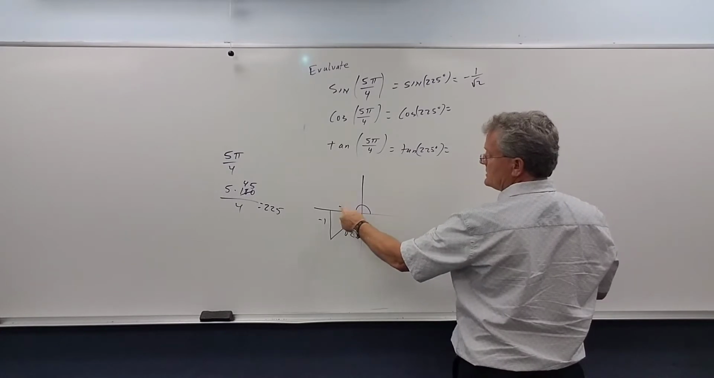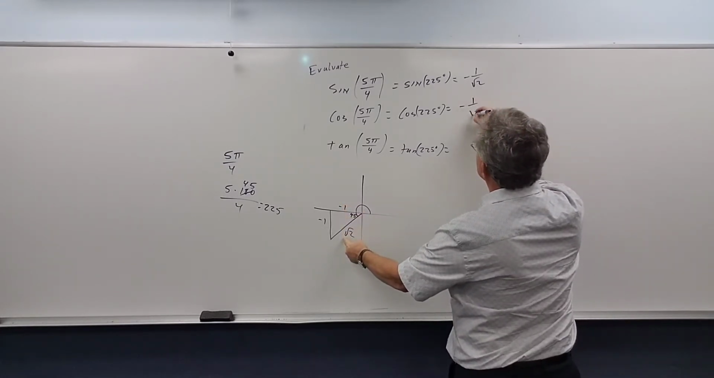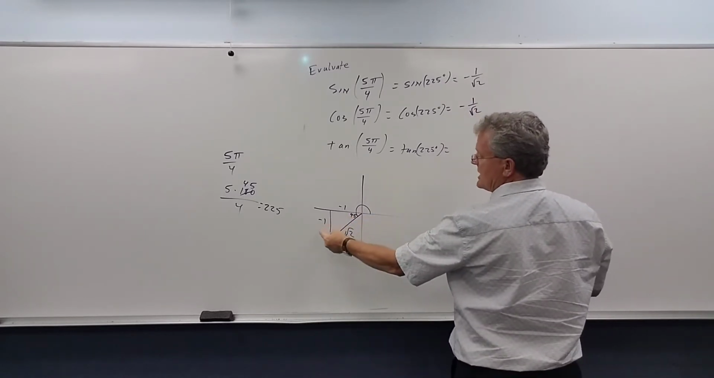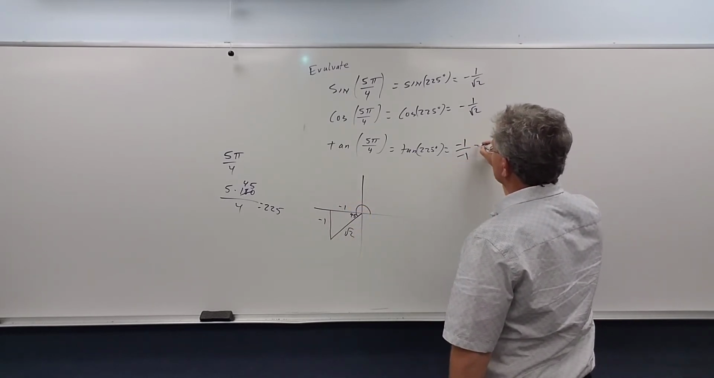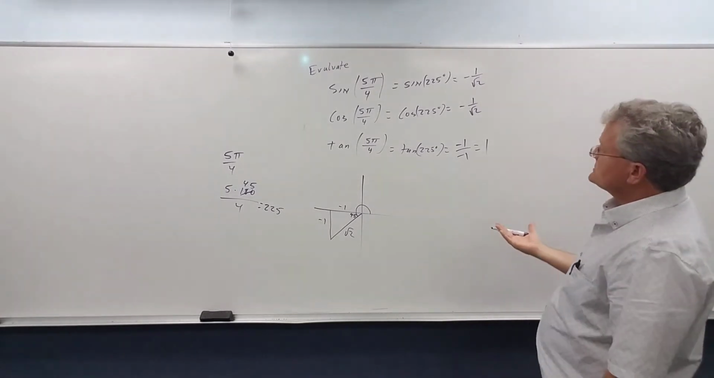Cosine is adjacent over hypotenuse. Again, we get negative 1 over root 2. What about tangent? Tangent is opposite over adjacent, negative 1 over negative 1, and a negative over a negative is a positive. So there's our answers.